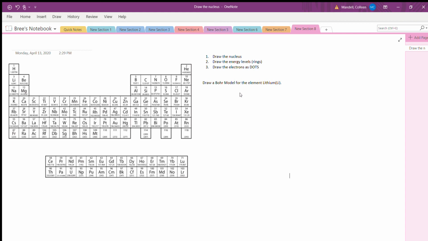Hey everybody, here to introduce a new concept to you. This concept is called the Lewis dot structure. The Lewis dot structure is very similar to the Bohr model. It's kind of like a super simple version of the Bohr model. Let's type out exactly what a Lewis dot structure is.